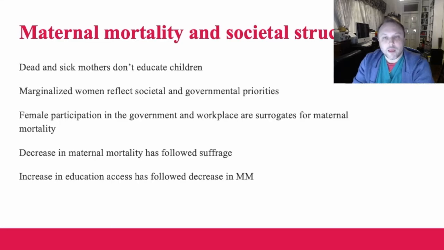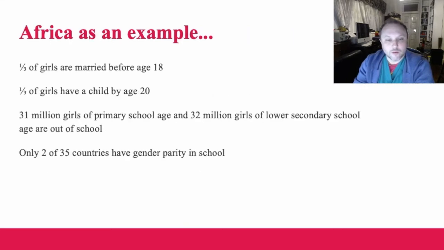Maternal mortality has a big impact on societal structure. Dead and sick mothers don't educate children. Marginalized women come to reflect the societal and governmental priorities of that nation. Female participation in government and the workplace, we can see, are surrogates for maternal mortality. A decrease in maternal mortality has followed suffrage in most countries, and an increase in education access has followed a decrease in maternal mortality. So these things are all intricately related to other societal measures.